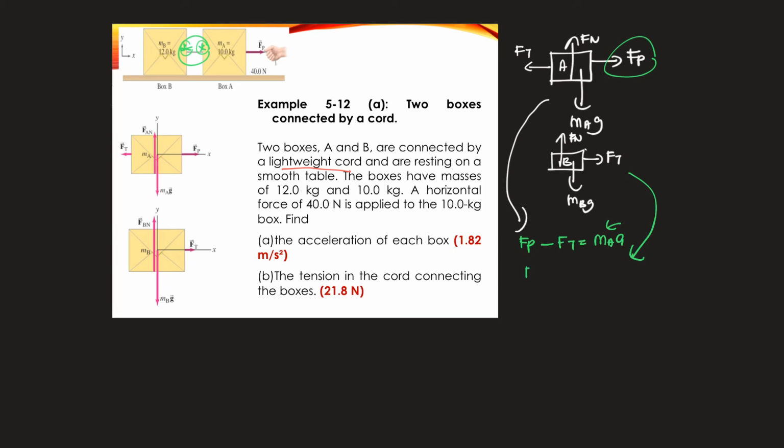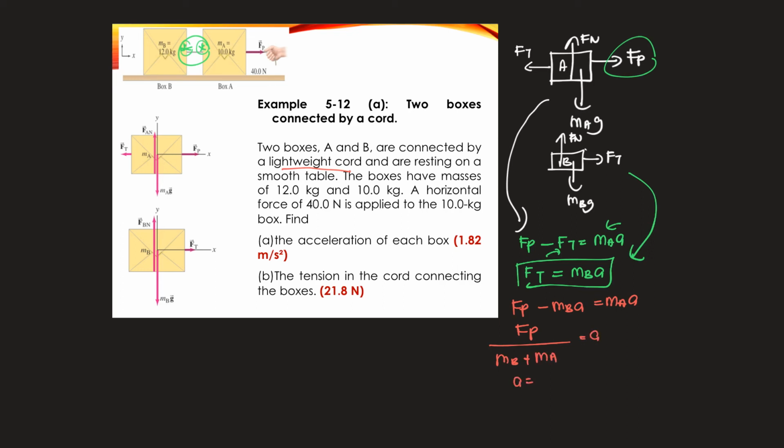Then you have object B: FT equals MBa. Because the cord doesn't break, you can actually substitute the FT here, since it has the same value. So you're going to have FP minus MBa equals MAa. So for you to find the acceleration, a equals FP over MB plus MA.